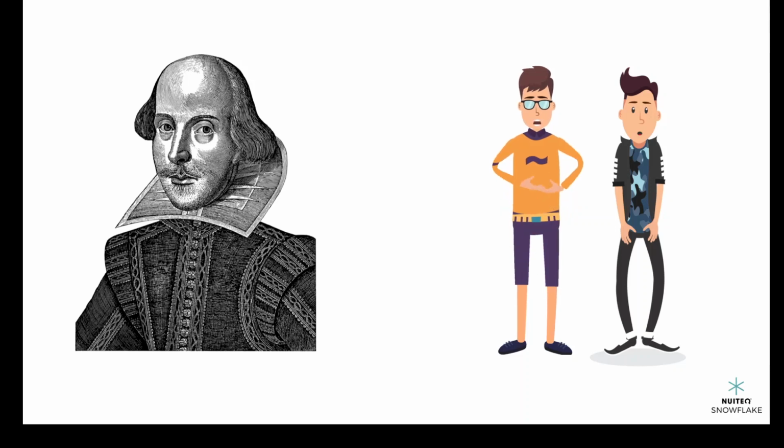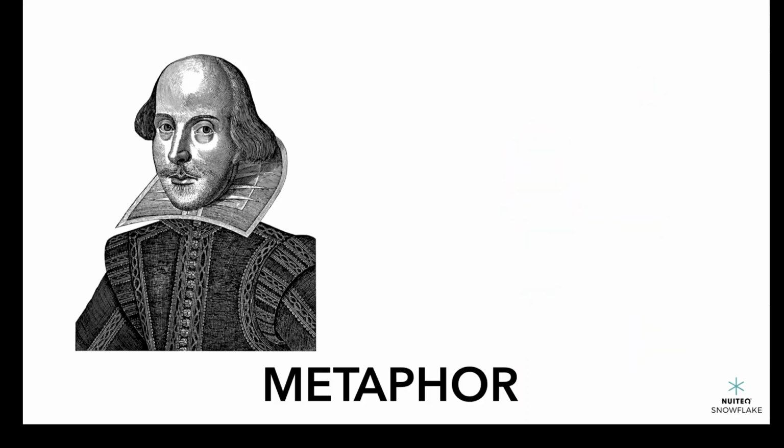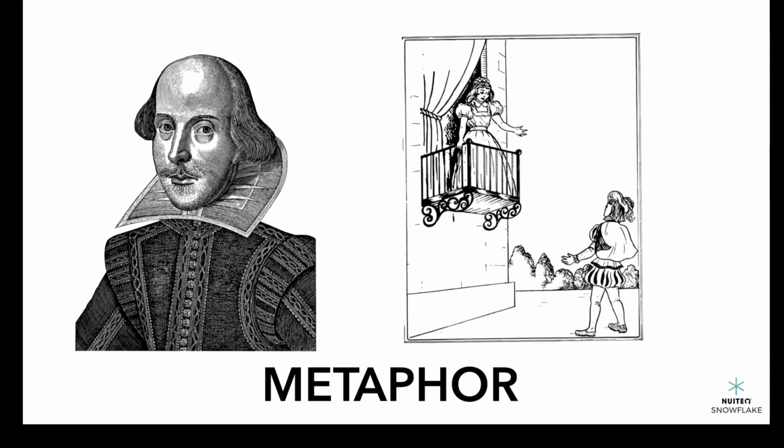An example of figurative language in Shakespeare's play Romeo and Juliet is that Romeo uses metaphor when he compares Juliet to the sun. "Arise, fair sun, and kill the envious moon."